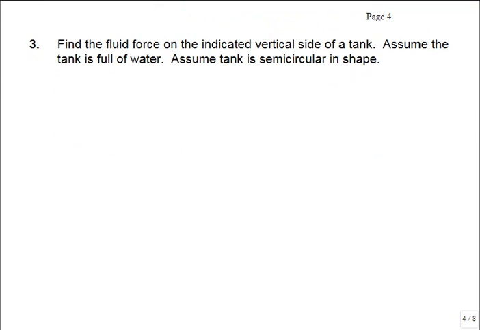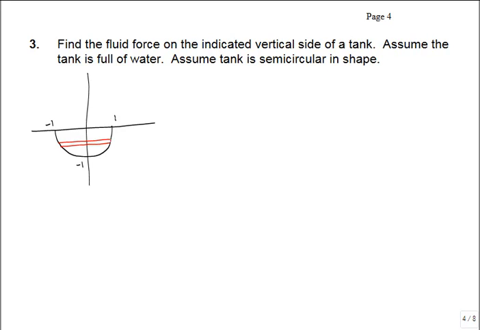Let's try another one. Find the fluid force on the indicated vertical side of a tank. Assume the tank is full of water. Assume the tank is semicircular in shape. So the tank here, I haven't drawn it out yet, but it's going to be a semicircle with a radius of 1. And to position this, I'm going to draw it again from that x-axis down. So this would be -1 and 1, and this would be -1 because it's going to be a semicircle of radius 1. And I'm going to position it coming down from that x-axis, and my slice would look something like this.